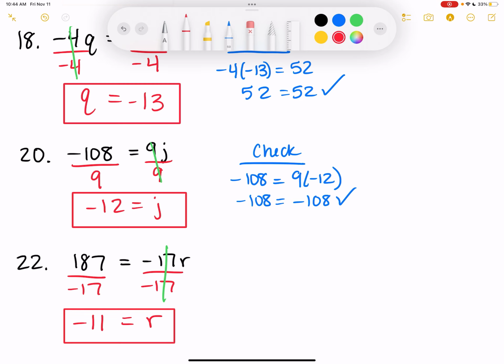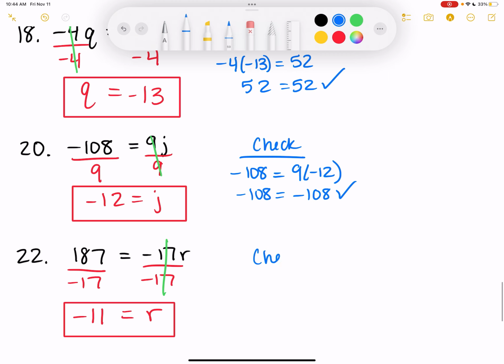And then check. 187 equals -17 times -11. -17 times -11 is 187. So 187 equals 187.